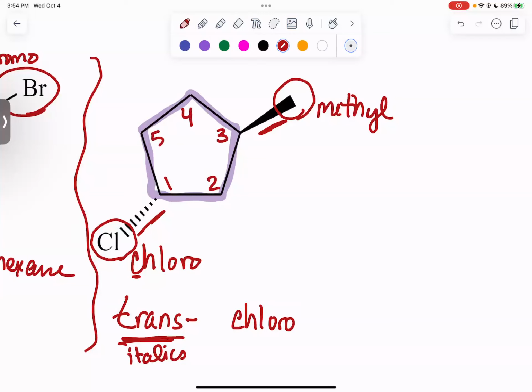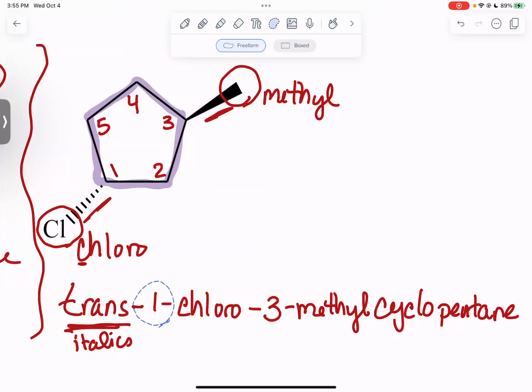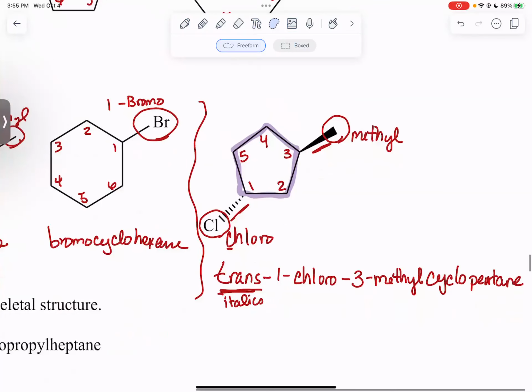3, 4, 5. Okay. So trans 1 chloro, 3 methyl, and then it's a cyclo, and then it has 5, so this pent. Okay. So now you know how to do that. And because it's a cyclo, the first one doesn't have to have a 1 there. So it's kind of either way, but stick to writing it. It's much easier when you go to translate to write it.